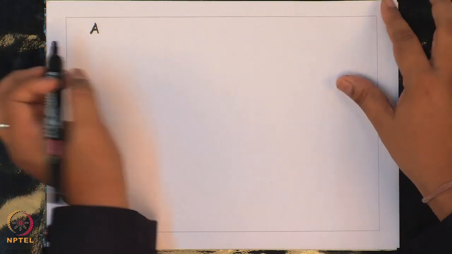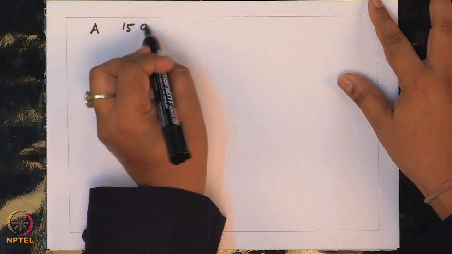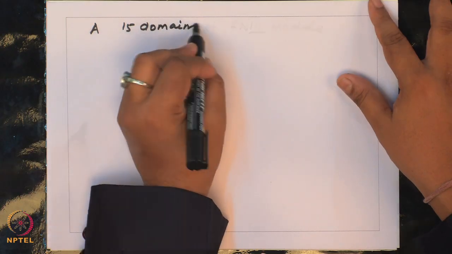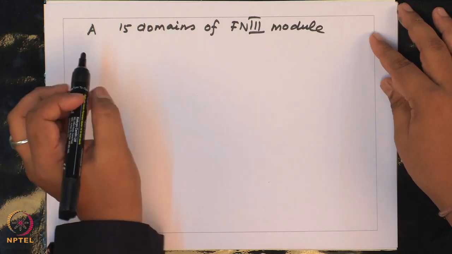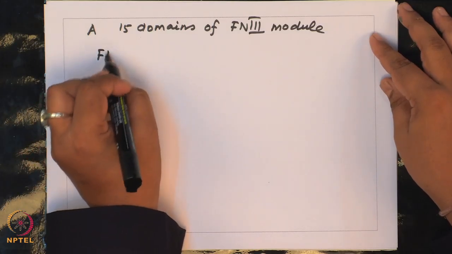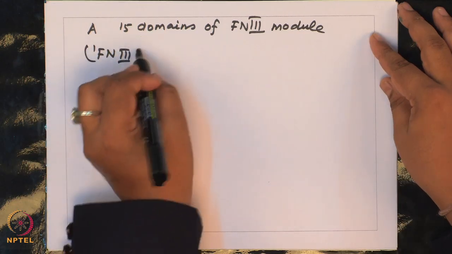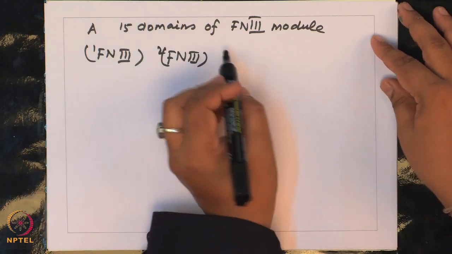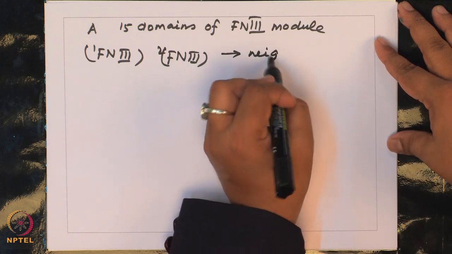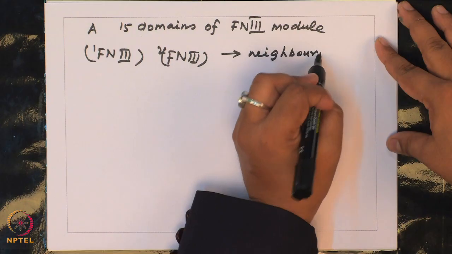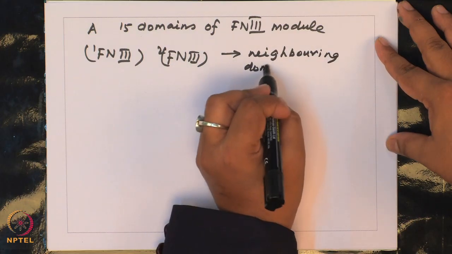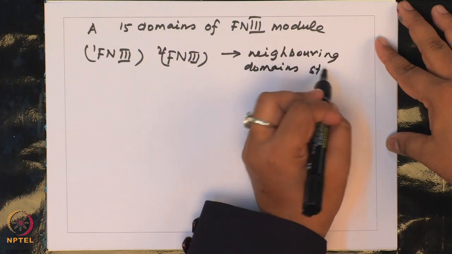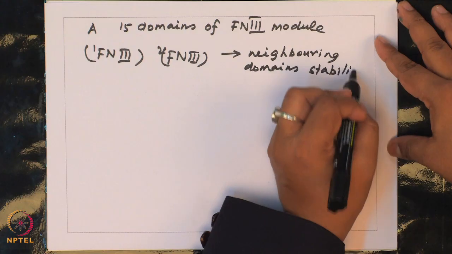Now, let us think of one possibility. Let us say in the actual domain, you had 15 domains of FN3 module. So, you might have neighboring interactions between, let us say, FN3 1 and FN3 2. Neighboring domains stabilize each other.